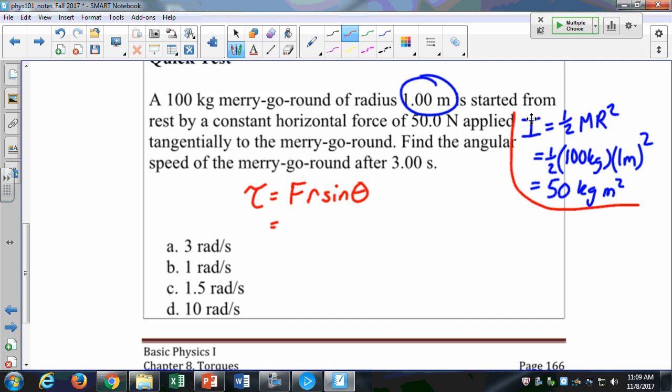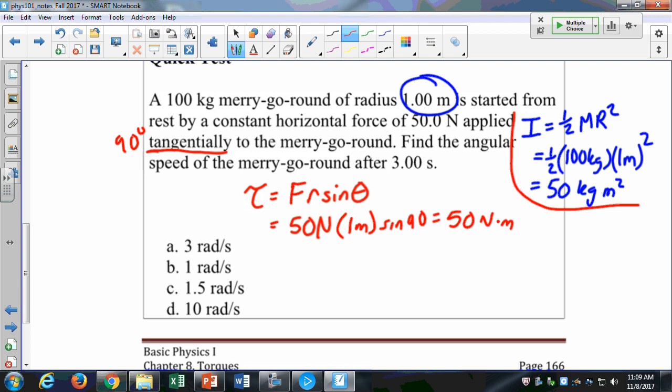That's going to be our force of 50 newtons. It's applied tangentially. What that means is that our angle is 90 degrees. 50 newtons at a moment arm of 1 meter times sine of 90. So my torque is 50 newton meters.